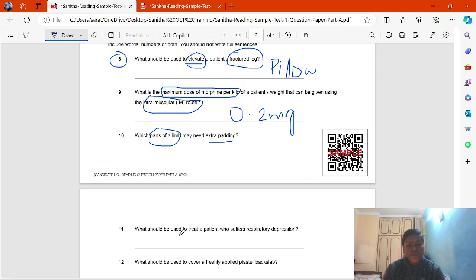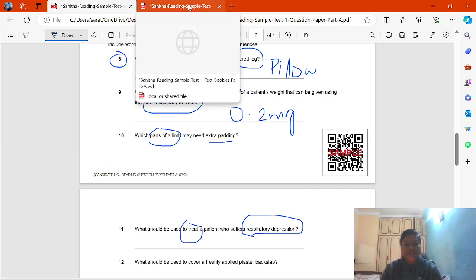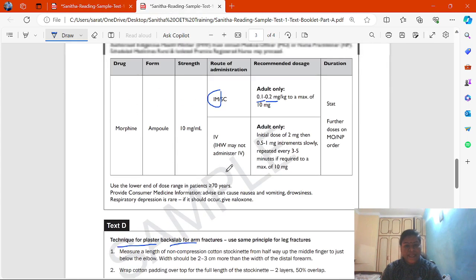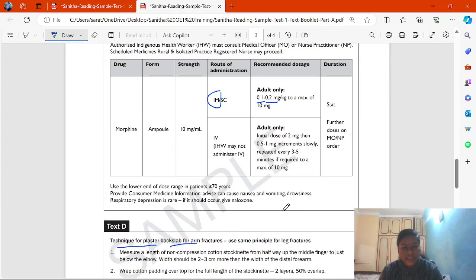What should be used to treat a patient who suffers respiratory depression? Here again it is talking about the treatment. It is talking about medication, so we have to go to medication. If it is respiratory depression, see, the respiratory keyword is here.